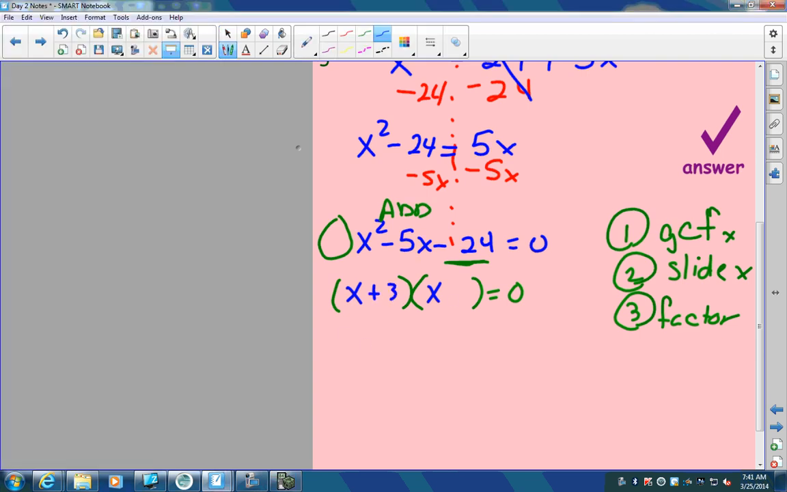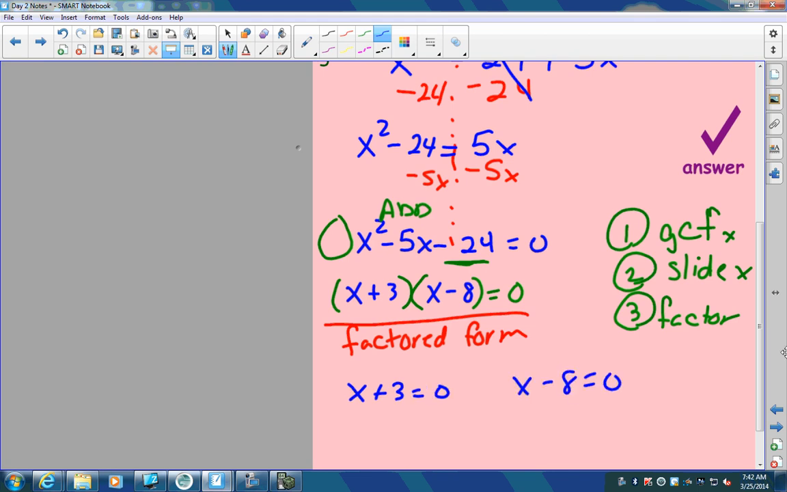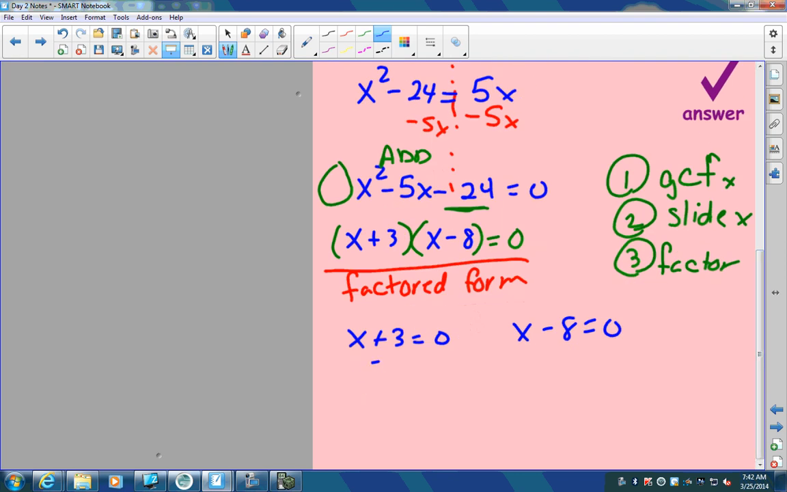So I have plus 3 and minus 8. This is not my answer. My answer is not negative 8 and positive 3. Please remember that this is factored form. To find your solutions, we have to take x plus 3 equals 0, x minus 8 equals 0. Then when you solve, I subtract 3 from each side. I get x equals negative 3. I add 8 to each side. I get x equals 8.